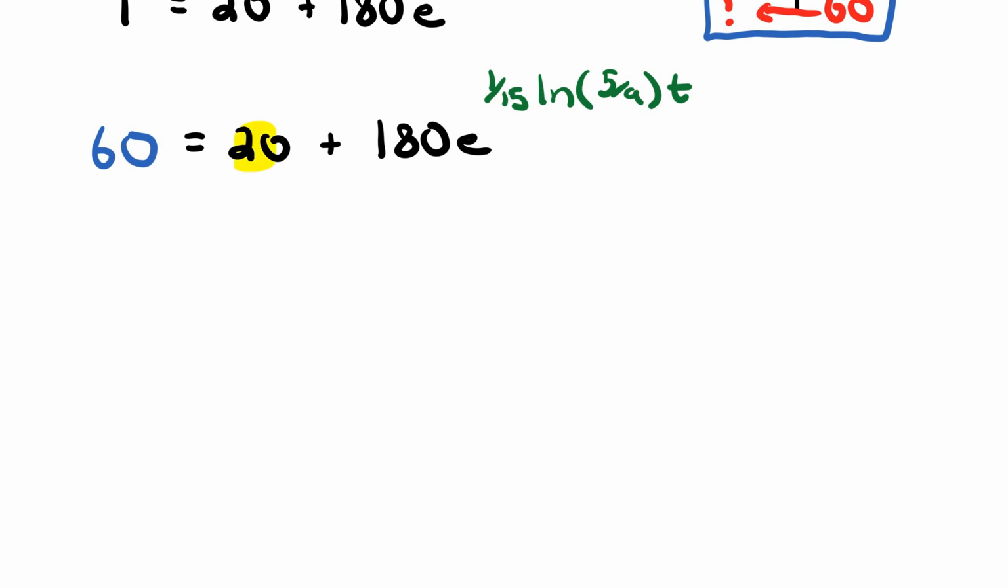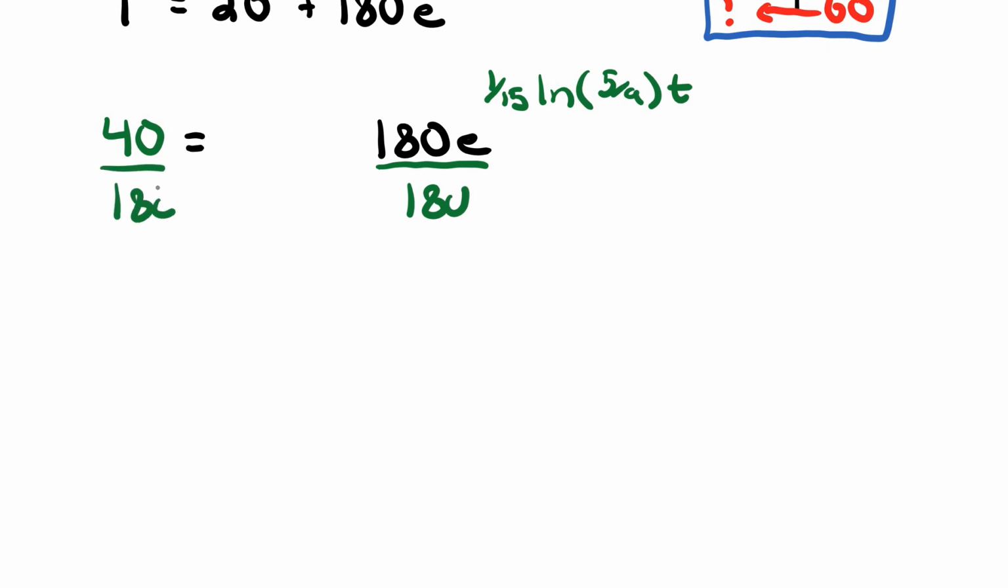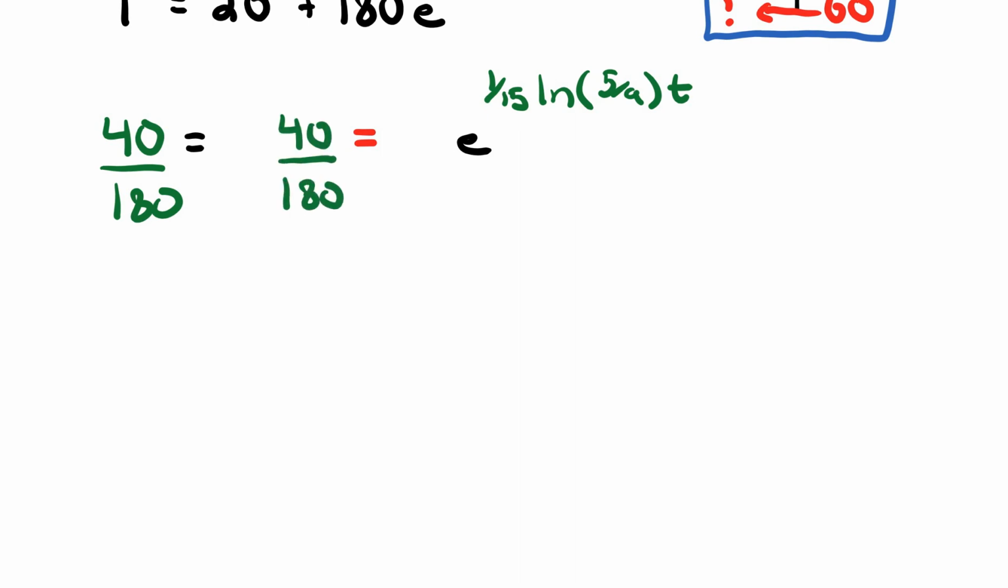I can subtract 20 from both sides, so 60 minus 20 is going to be 40. I'll erase that, and that becomes 40. Then I can divide both sides by 180. If I do that, then this and this cancel off, so I can erase that. So this equals, and I'll write down the 40 over 180 over here. A lot of algebra here, right?